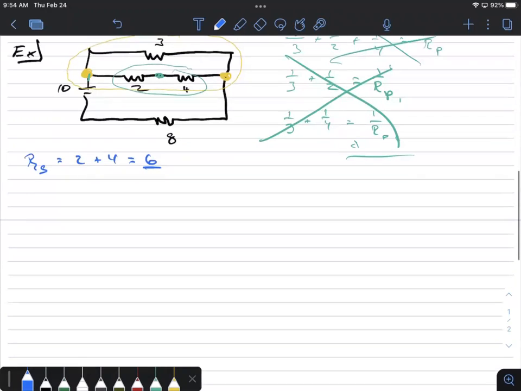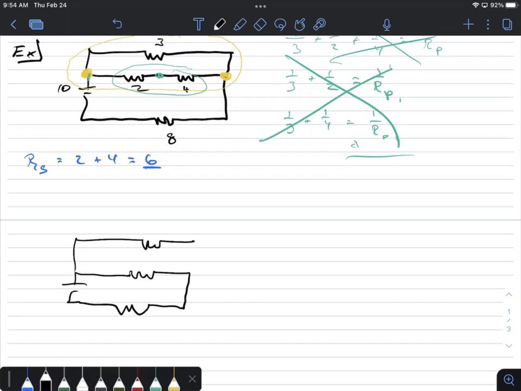And now I would redraw the circuit to see what it looks like. This bottom path is now a single resistor whose resistance is 6, and the top path is still sitting there. I didn't mess with it. So that's a 6, this is still a 3, and this is still an 8.